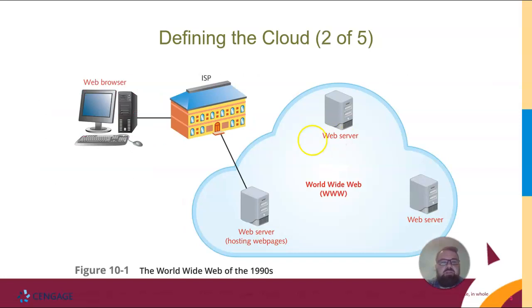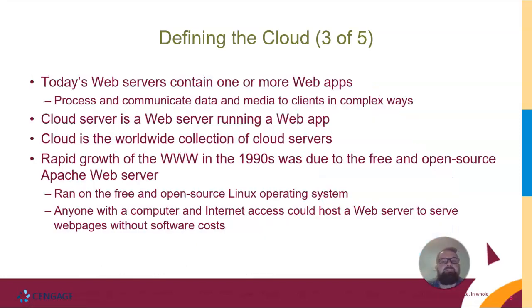So here's kind of a depiction of the World Wide Web of the 90s and Web 1.0. So you had your web browser, goes out to your ISP, goes to your web server, which was hosted in somebody's data center somewhere. And then you can have all kinds of different images and content on there.